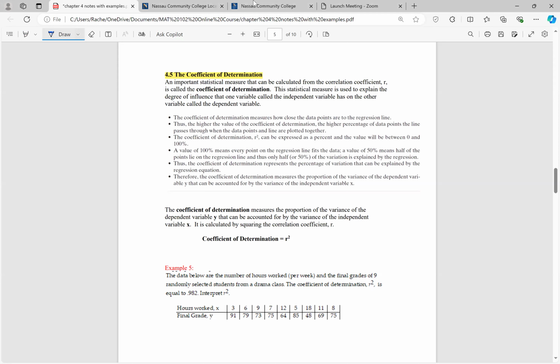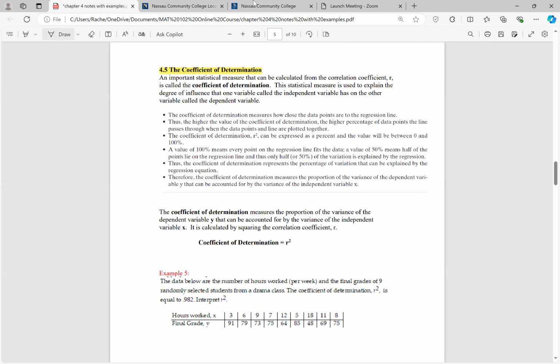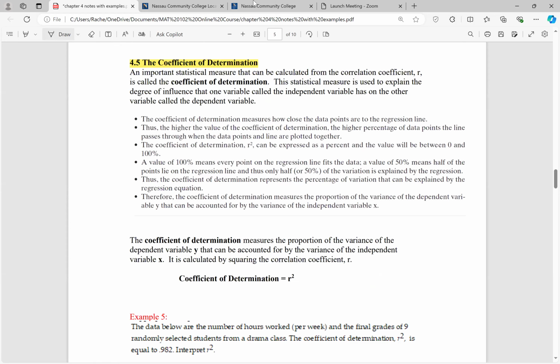So first, let's talk about R squared, the coefficient of determination. Another important statistical measure that can be calculated from the correlation coefficient R, which I taught you about in the last lecture, is called the coefficient of determination. This measure is used to explain the degree of influence that one variable, the independent variable, has on the other variable, which is the dependent variable.